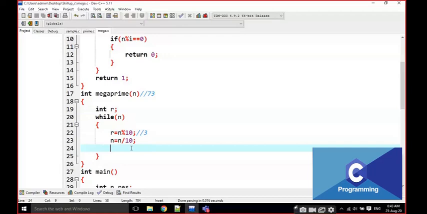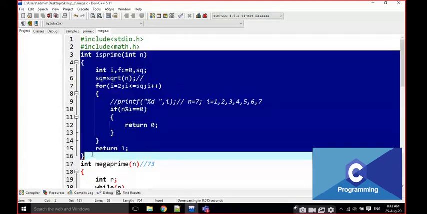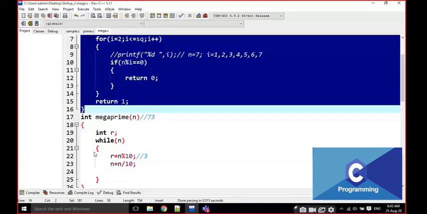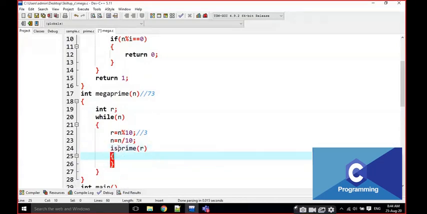Can I write the logic here, some for loop? There is no need to check here. Why? Because we already developed the is prime function, right? We have to call that function, that's it. Is prime of r. We have to check is prime of r, that is enough. Now what I have to do?